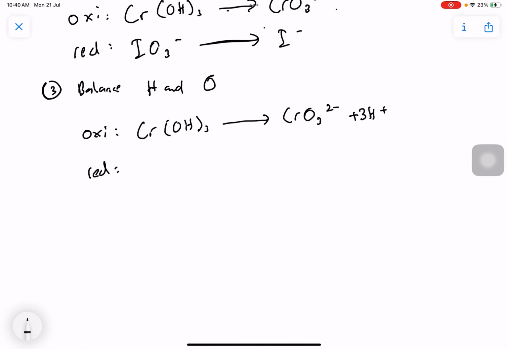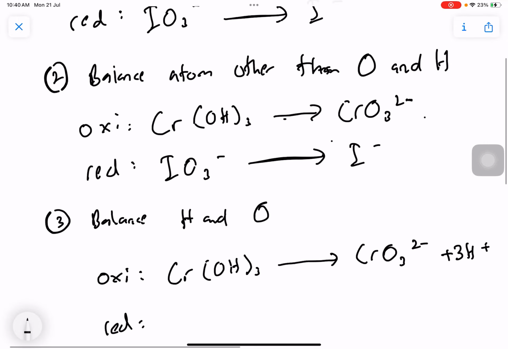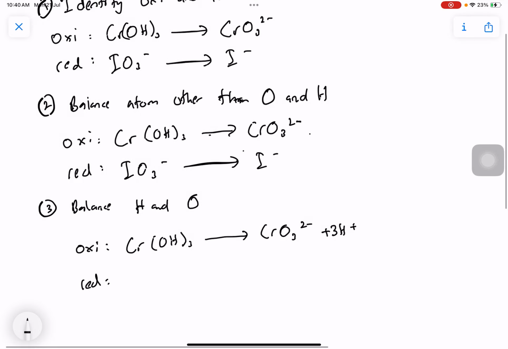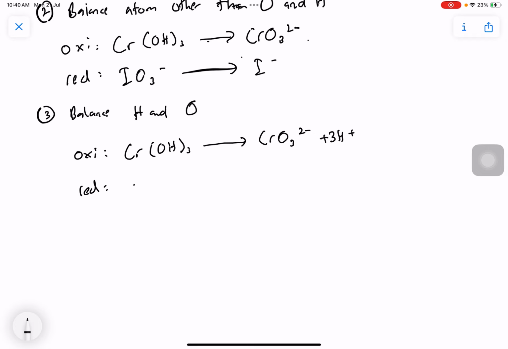For reduction, oxygen is 3 at the reactant and at the product there is no oxygen, so you need to add 3 H2O. So IO3 minus becomes I minus plus 3 H2O because you need 3 oxygen. When you add 3 H2O, you also add 6 hydrogen, so you need to add 6 H plus on the other side. So balance the hydrogen and oxygen: hydrogen by adding H plus, oxygen by adding H2O.